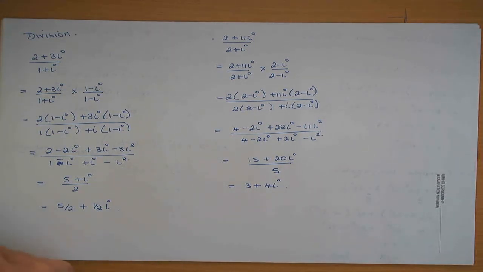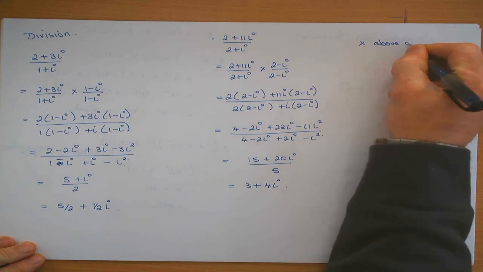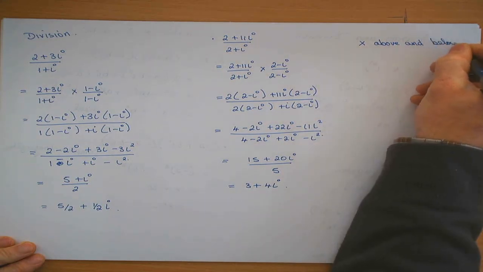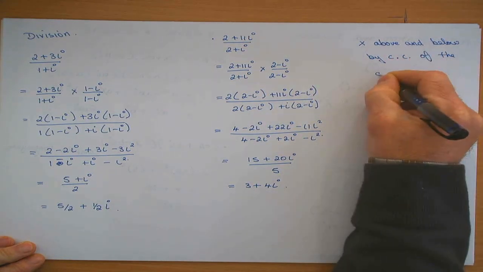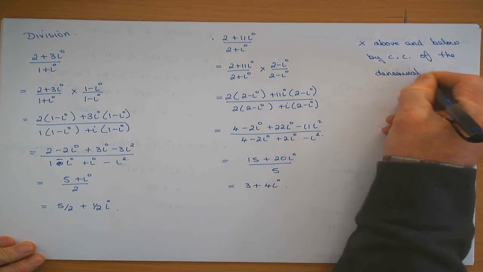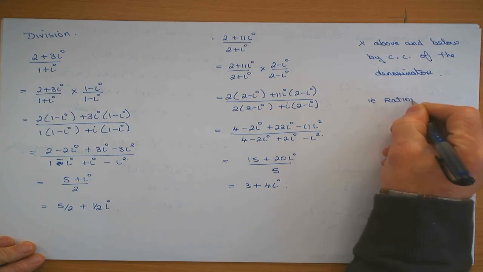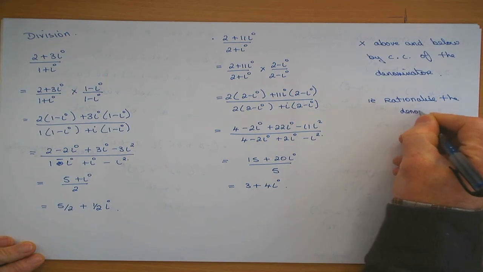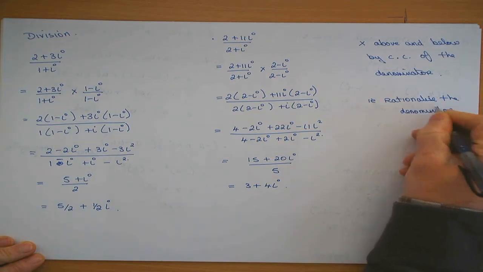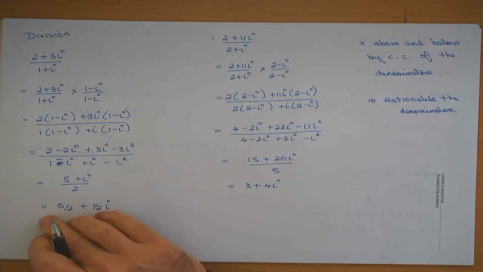So do you understand the procedure now of dividing complex numbers? Yes? What would you say the rule is? Well, you multiply above and below by what? The complex conjugate of the denominator. That's the same thing as saying you rationalize the denominator. In other words, you make the denominator into a real number. Yes? Is that alright? Do you understand both of those procedures?